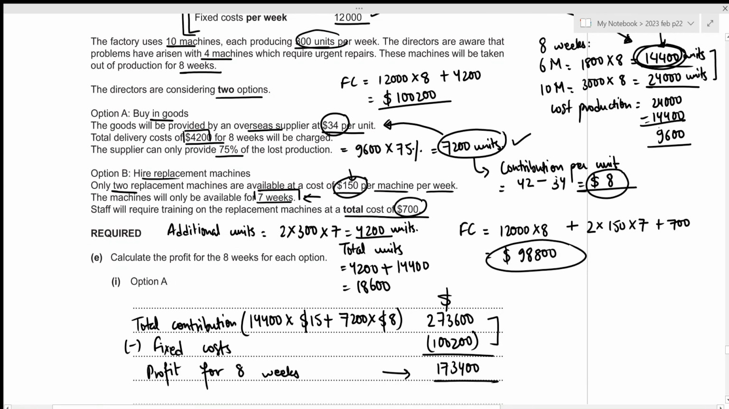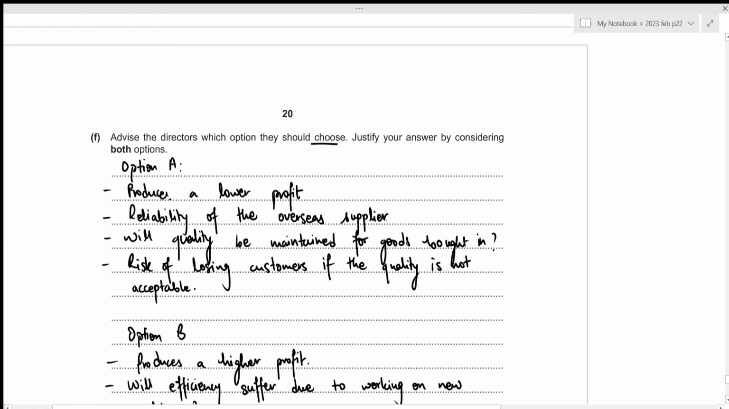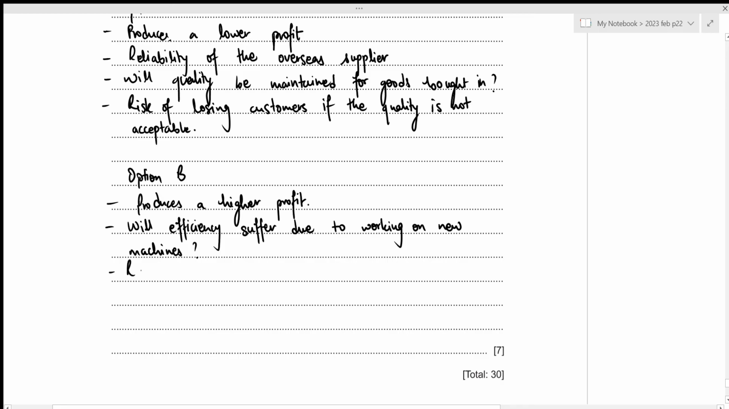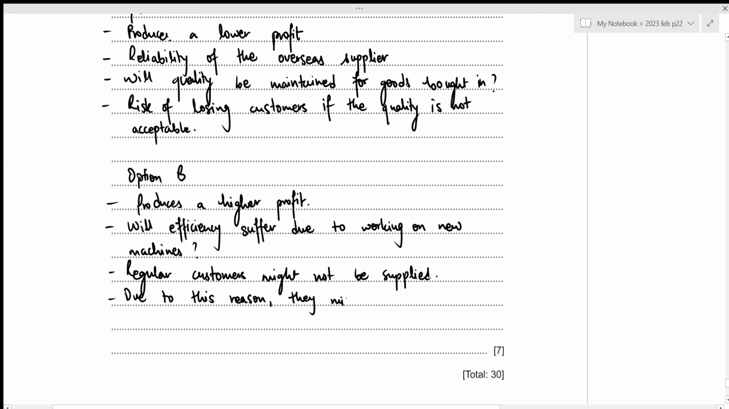And we had the total loss production of 9,600, but the additional production is only 4,200. So this just means that regular customers may not be supplied, due to which they might go to competitors. Let's write it down. Regular customers might not be supplied, and due to this reason they might go to competitors.